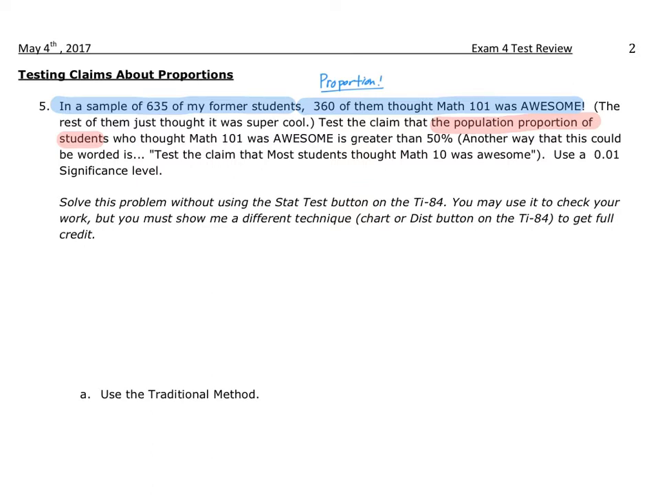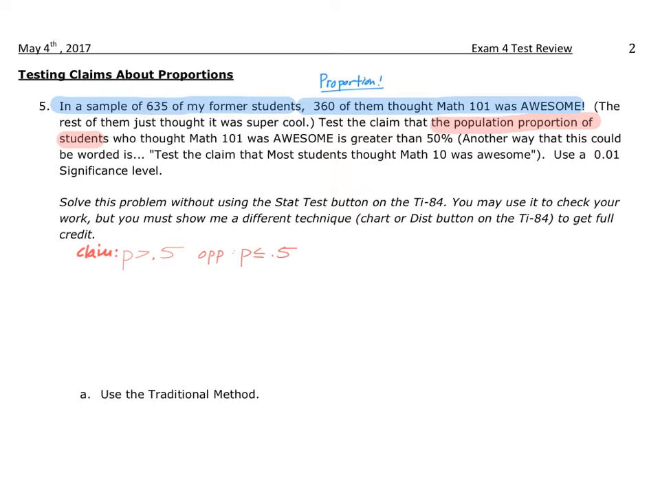All right, now to solve this, whether I'm doing the traditional method or the p-value method, I'm going to set up the first few things the same way. The first one is to identify the claim. My claim is that the majority of my students thought the class was awesome. So I'm going to write out that my claim is p is greater than 0.5, or the proportion of the population is greater than 0.5, greater than 50% of the students. I'm going to write the opposite of the claim as well, because I want to make sure I've got every step written down. The opposite of p is greater than 0.5 is that p is less than or equal to 0.5.